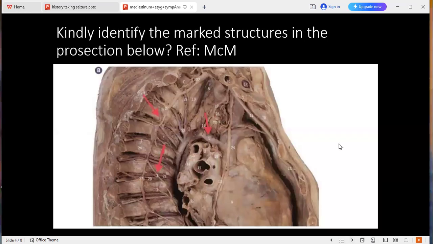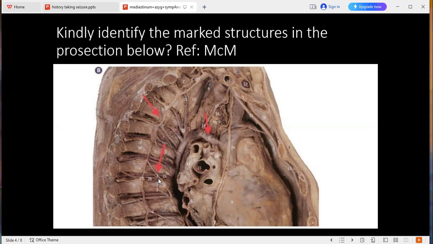If you can please look at this image and identify these three red arrows. This is a lateral prosection of the thorax. The number one is the arch of azygos vein. Number 2 is the sympathetic trunk. And number 3 is the greater splanchnic nerve.